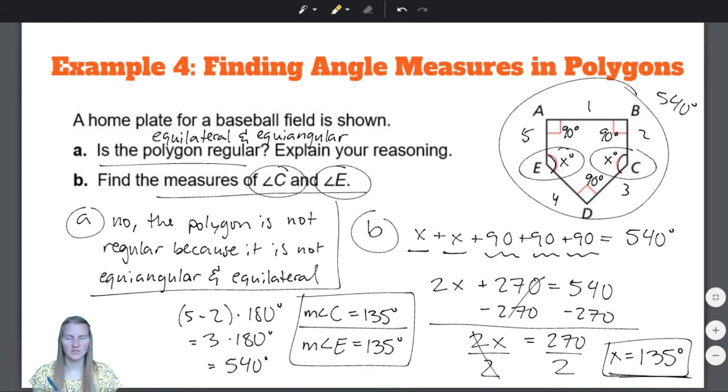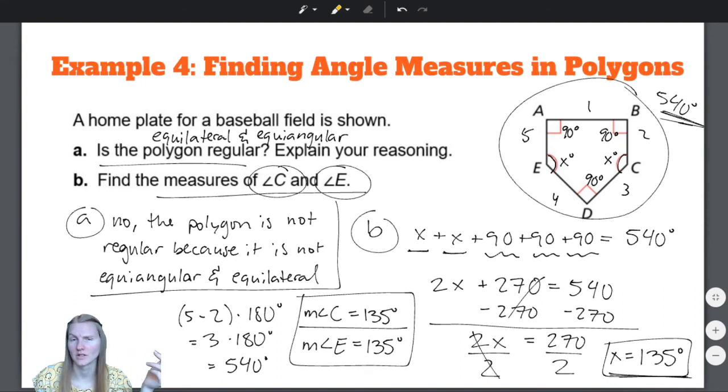Did you know that a home plate for baseball has two 135-degree angles and three 90-degree angles in it? Did you know that the sum of their angle measures was 540 degrees? Now you do. Now you do.